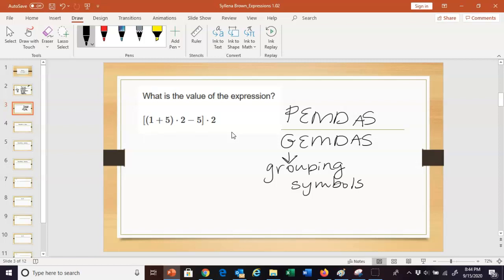We have the parentheses here by the 1 plus 5, and then we also have the brackets around that entire set of expression there. So you can have multiple grouping symbols, and you just want to basically work your way from the inside out. So we're going to start with this grouping symbol first. 1 plus 5, so that's 6. And then I'm just going to bring everything down. Let me bring those parentheses down, might help us keep everything straight.